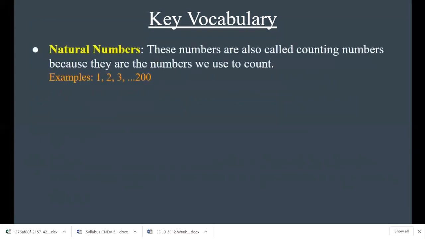So we're going to start off with some key vocabulary, and those vocabulary words are the words that you need to know the definition of. The first one we'll start with is natural numbers. When you think of natural numbers, these numbers are also called counting numbers, because they are literally the numbers that we use to count.